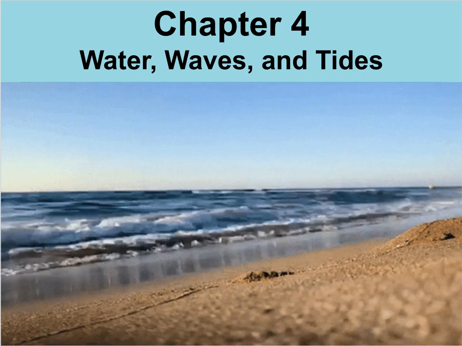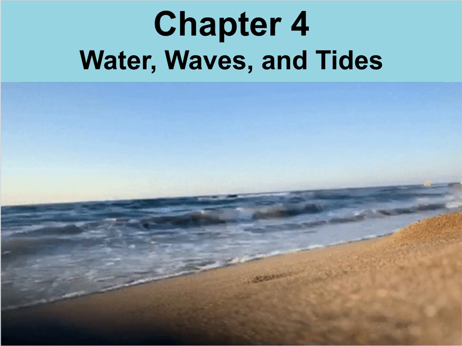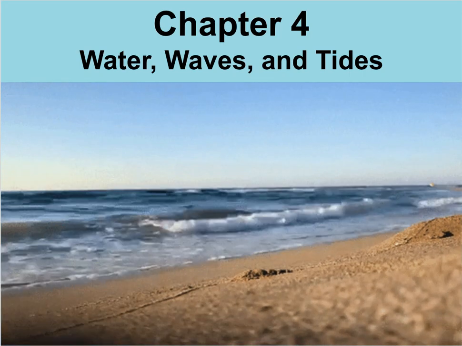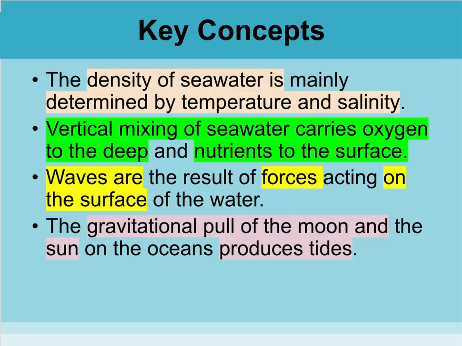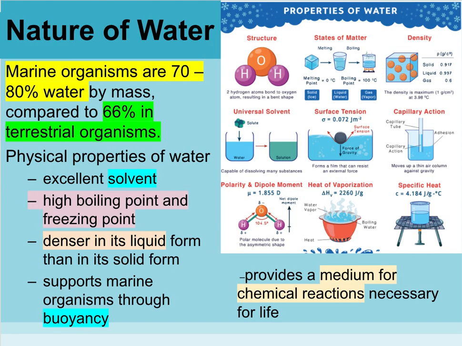In this video, we are going to be talking about Chapter 4, Water, Waves, and Tides, and how important that is to all the living organisms in the water. Here are the key concepts that we are going to go over, and you can check those later if you need to. Marine organisms are actually about 70 to 80% water, which is pretty watery, especially compared to us on land that are only about 66% water.